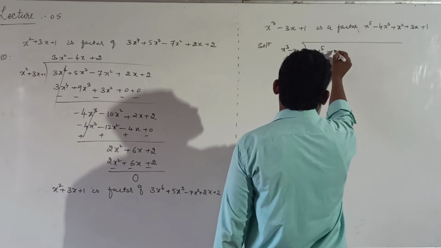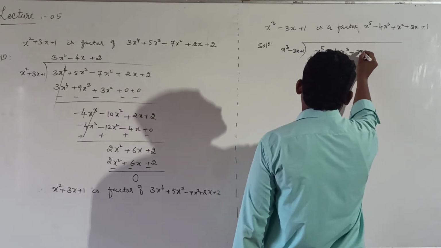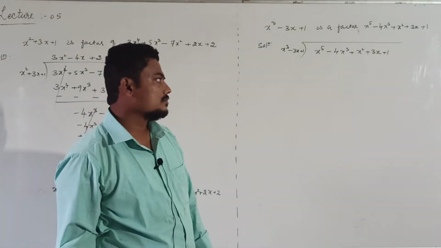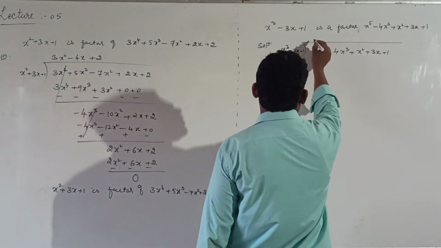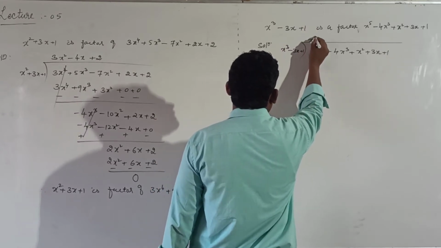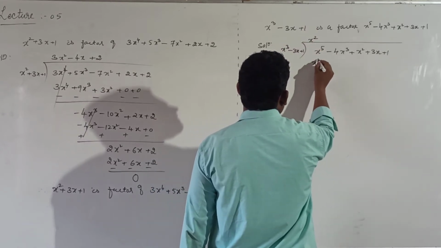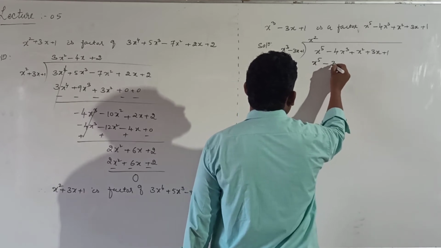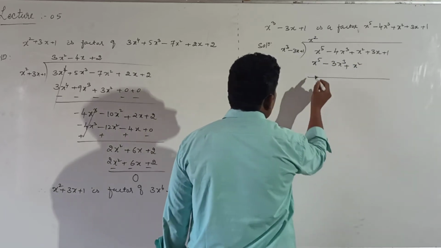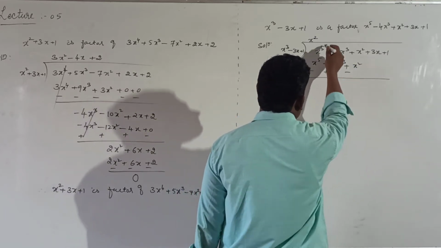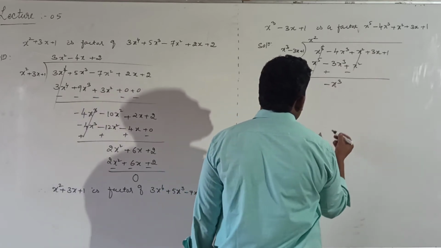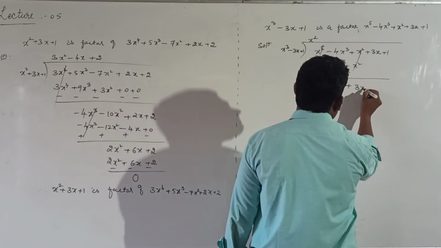It will be x power 5 minus 4x cube plus x square plus 3x plus 1. For getting x power 5, which term do we need to multiply? Clearly x square. That means x power 5 minus 3x cube plus x square. Minus, plus, minus get cancelled. Minus x cube, these two terms get cancelled, plus 3x plus 1.